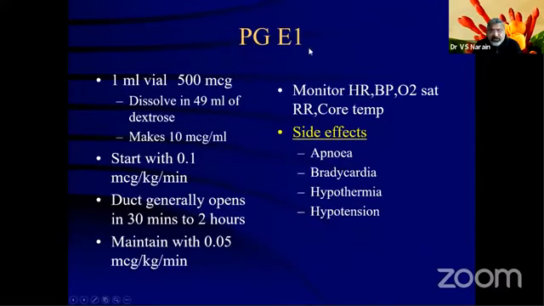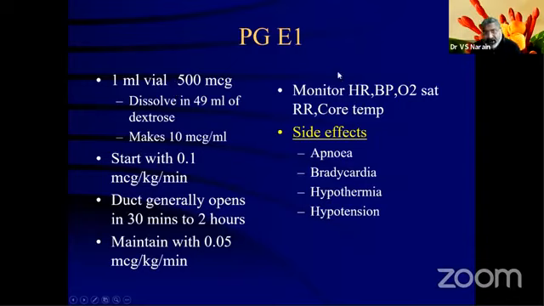Then a question often asked is, how do you give prostaglandin? So you have a vial which is available. It has 500 micrograms per ml, and you dissolve this 1 ml into 49 ml to get a 50 ml solution, and that makes 10 microgram per ml. And you start with 0.1 microgram per kilogram per minute, and the duct will generally open up in about half an hour to 2 hours, and then you go to a maintenance dose of 0.05. So this is how you make a PGE1 solution and give it.